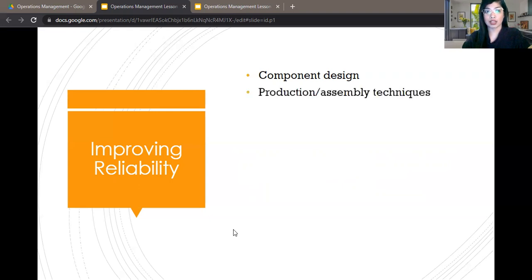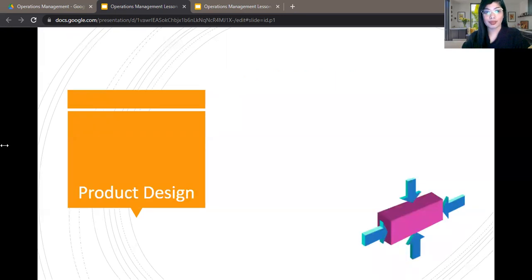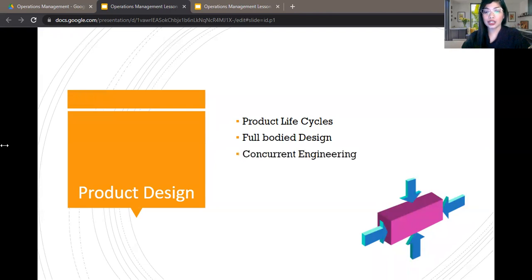of interfaces. So, improving reliability includes component design, production assembly techniques, testing, redundancy or backup, preventive maintenance procedures, user education, and system design. For the product design, it includes product life cycles, full-bodied design, concurrent engineering, computer-aided design, and modular design.